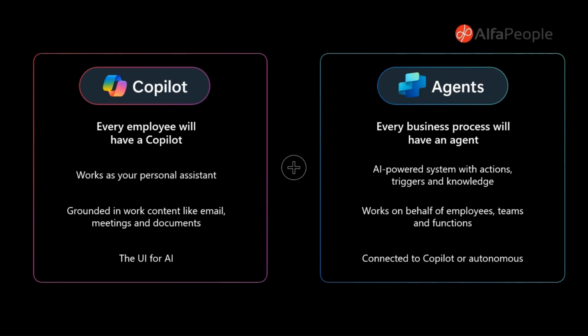But the other way to refer to AI and our AI tools is agents. Different from the copilots that we have, agents are more focused on process, mainly tasks that previously we had to do repetitively. Now we don't need to anymore, because agents, with AI, can process these tasks and do them by themselves. Some of these tasks can even be autonomous. When we talk about agents, we are talking about AI-powered systems with actions, triggers, and knowledge that work on behalf of employees, teams, and functions. Like a teammate that helps us not only to brainstorm, but now is executing a task, executing a process.